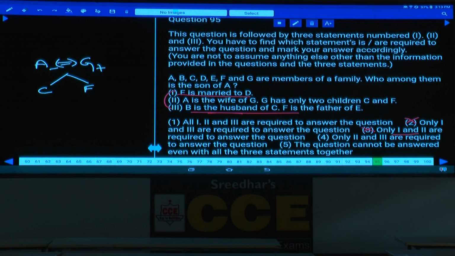B is the husband of C. As B is the husband of C, B is a male and C is a female. F is the father of E.